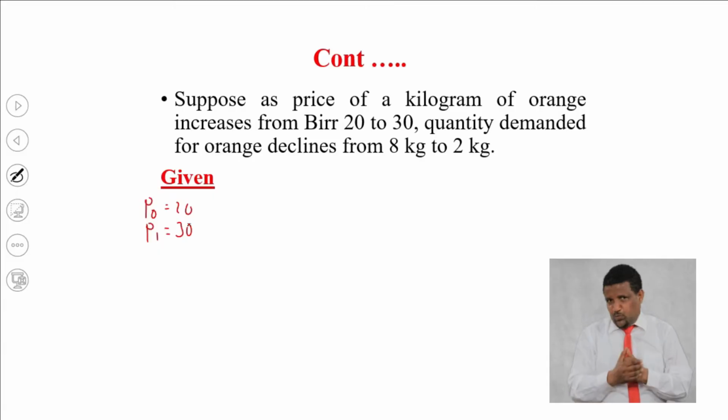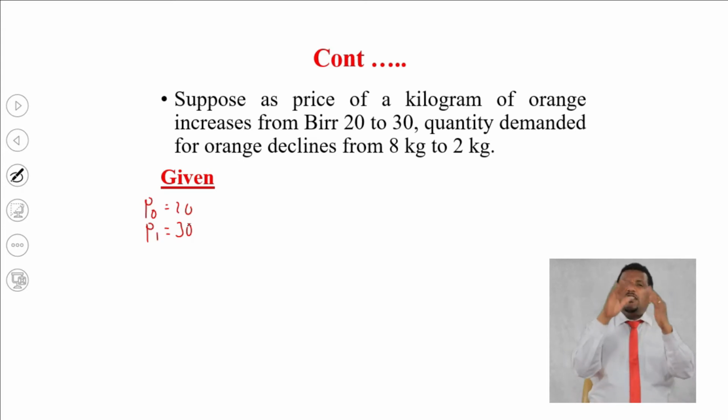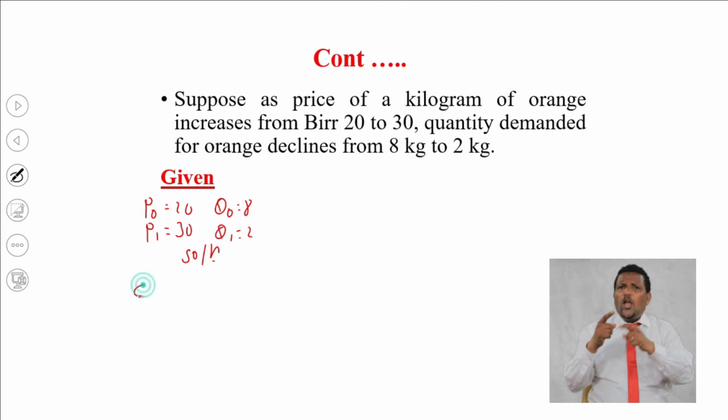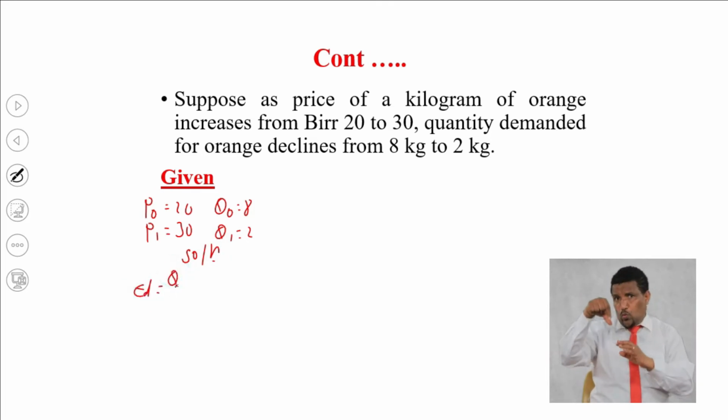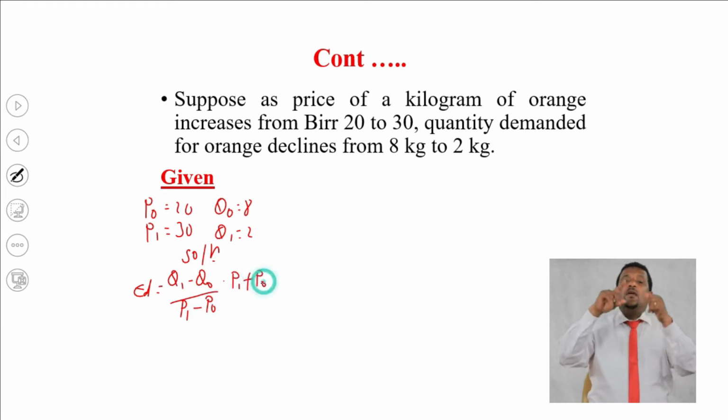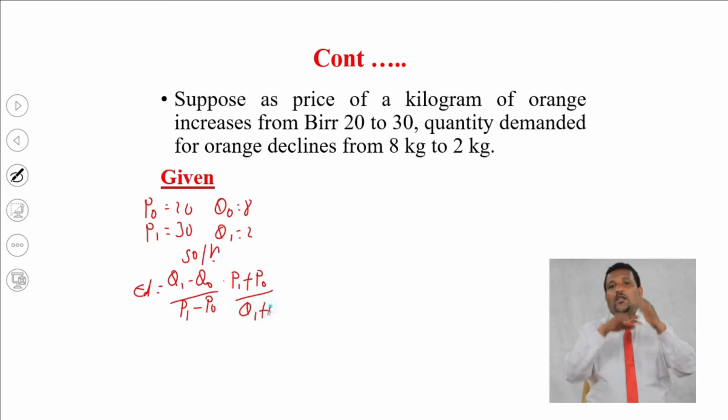As a result, what would happen to the quantity demanded? The quantity demanded declines from 8 kg to 2 kg. That means the quantity was initially 8 kg and finally it declined to 2. Now, when we come to the solution part, the price elasticity of demand is calculated by dividing the change in Q, which is Q final minus Q initial, divided by the change in P, which is P final minus P initial, multiplied by P final plus P initial, divided by Q final plus Q initial.